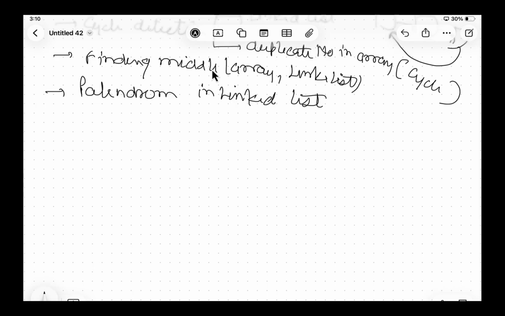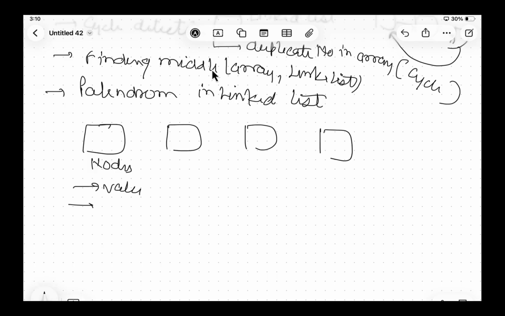Suppose I'm going to use a linked list. A linked list is nothing but nodes. In a linked list we have multiple nodes, and each node has two parts. One is the value in that node, and the second is the address of the next node. So one is the value, one is the address, and the address is pointing to the next node in the same way.